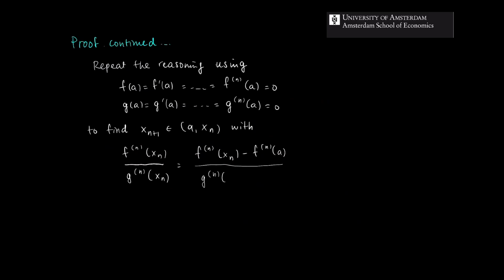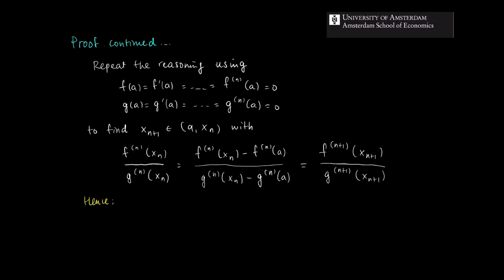And here below we're going to write it as a difference of these two values. Notice that g is defined as (x − a)^(n+1), so that the nth order derivative in a is still 0. Now we're going to apply Cauchy's mean value theorem, and we're going to show that there should be an x_{n+1} in (a, x) such that this one equals the (n+1)th derivative of f in x_{n+1} divided by the (n+1)th derivative of g in x_{n+1}.